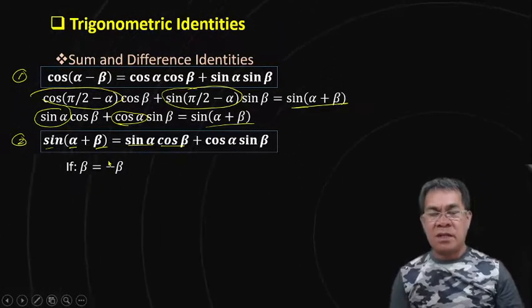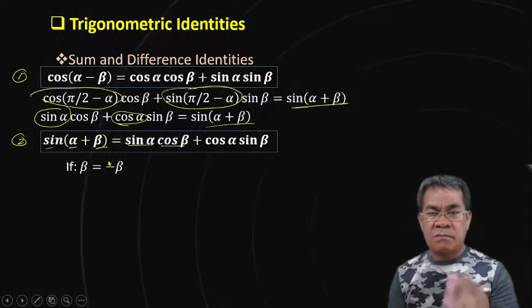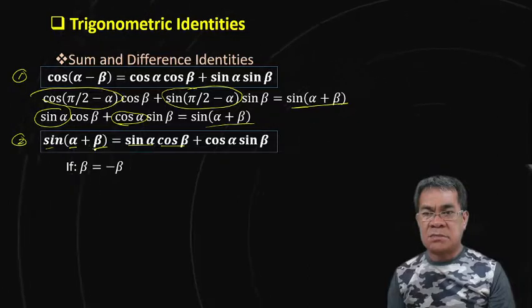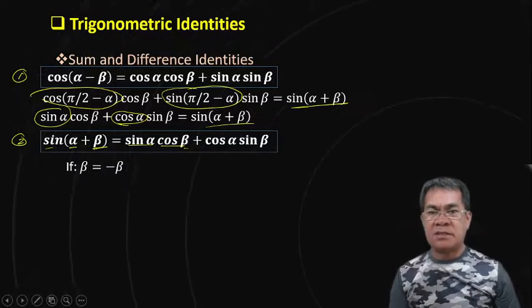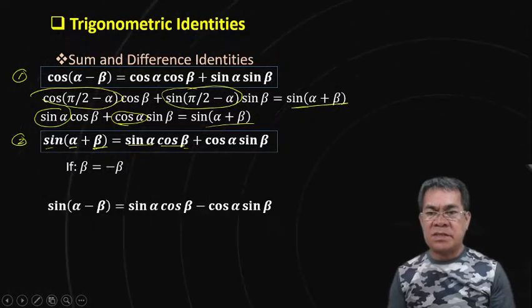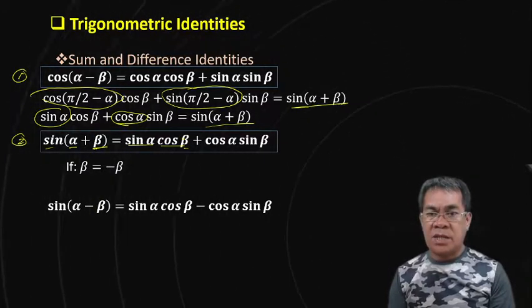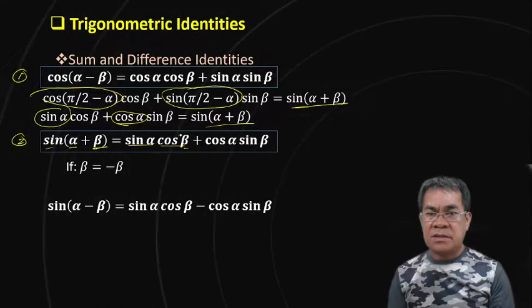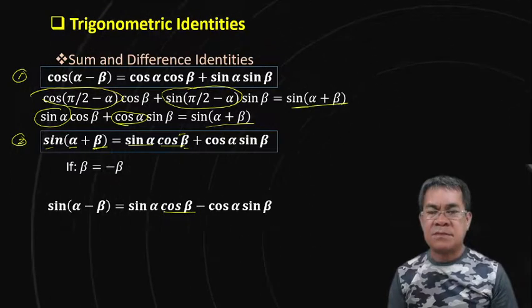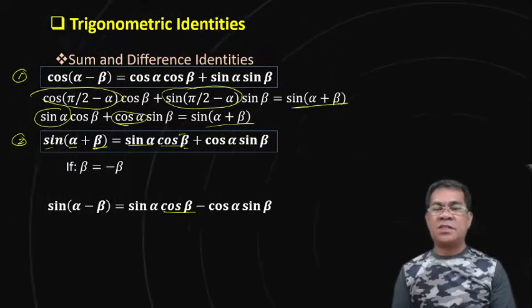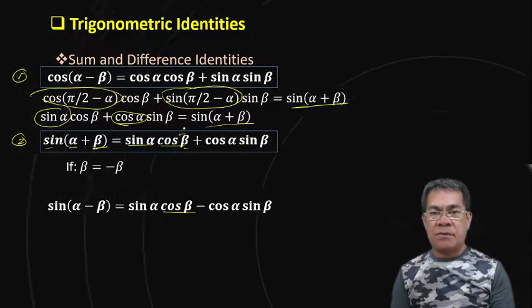So what will happen? Everything, all beta in this expression, should be replaced by negative beta. So that's it, this will be the result. This will become minus beta. While this one is what? If you take note, the cosine of a negative angle is just equal to the cosine of the positive angle. So there's no difference if we have this negative.